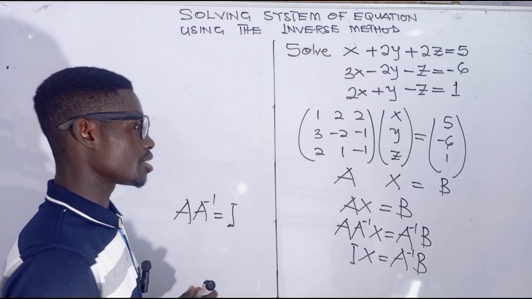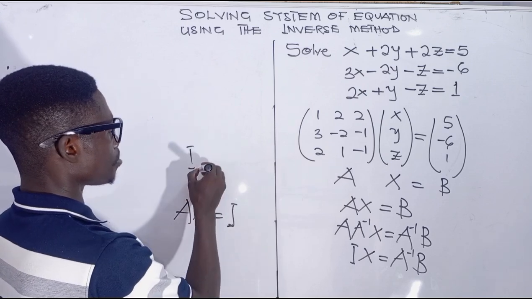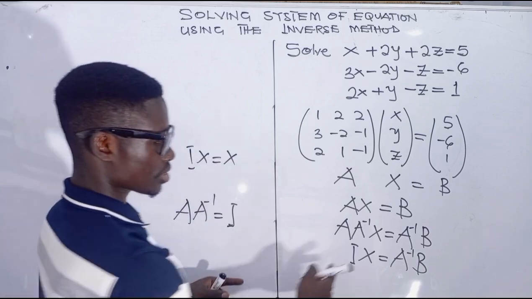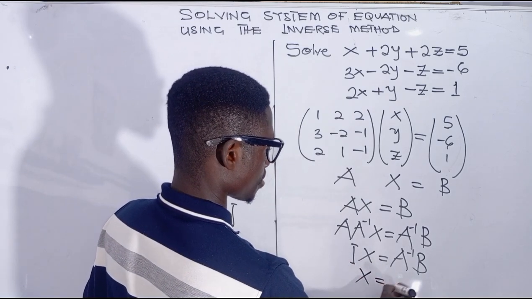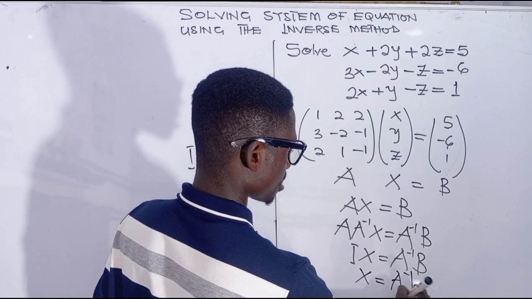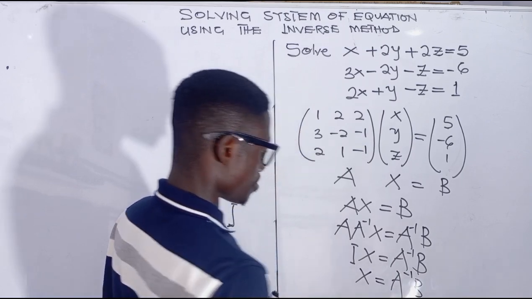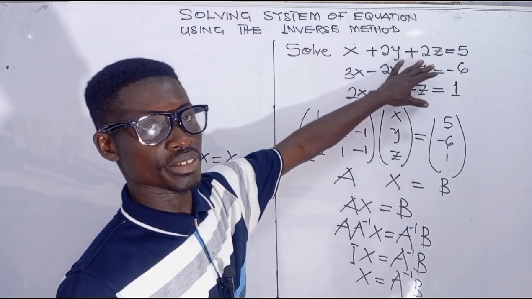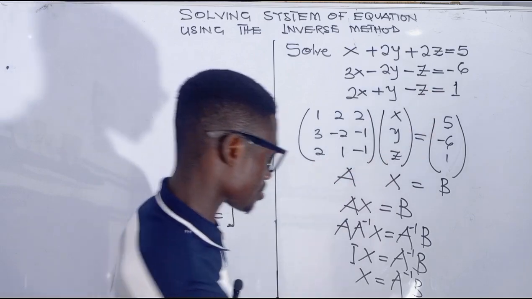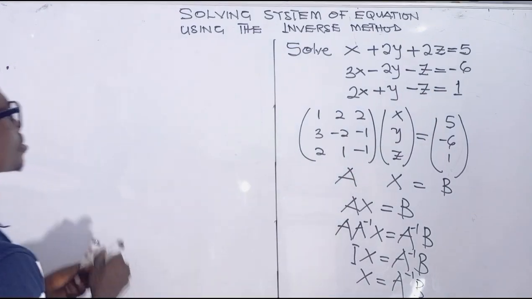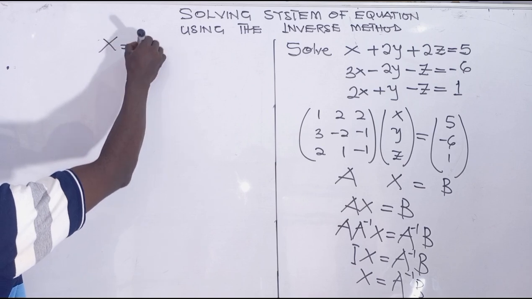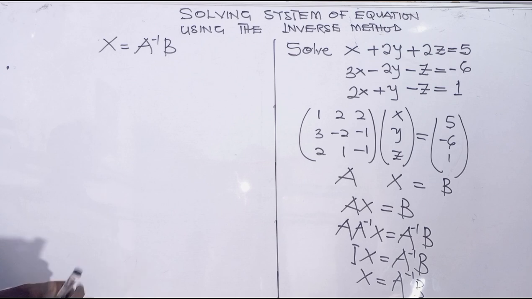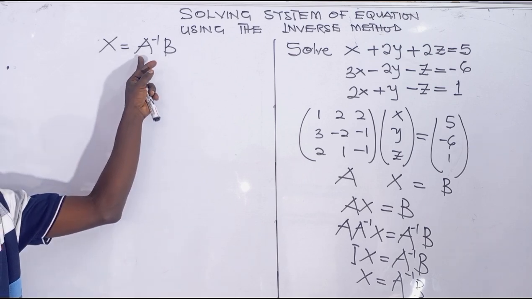We have also learned that when you have a unit matrix multiplied by any matrix at all, it gives us the matrix back. So this is going to give us X is equal to the inverse of A multiplied by what? B. So this is going to be the formula that is going to help us to solve this three system of equation. So we have our X is equal to the inverse of A multiplied by B. So first of all, we have to first find our inverse of A.